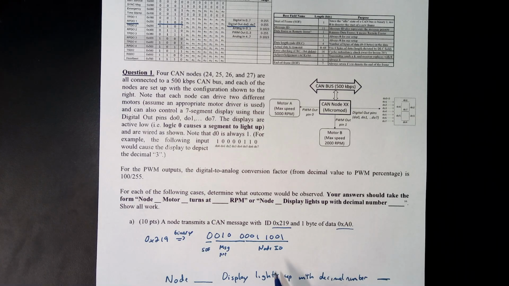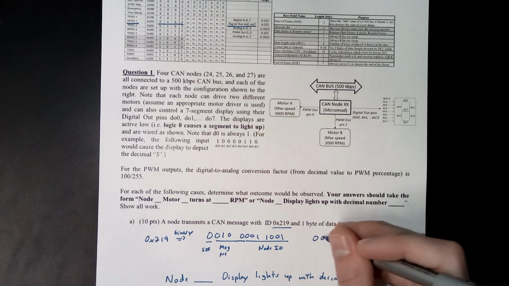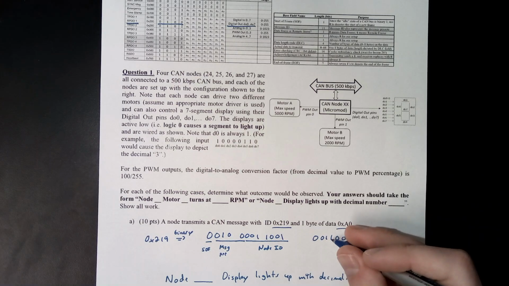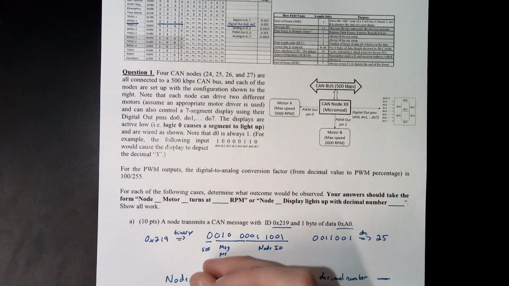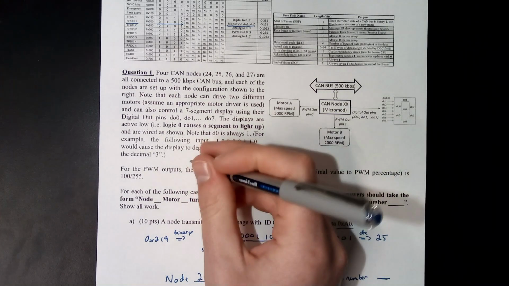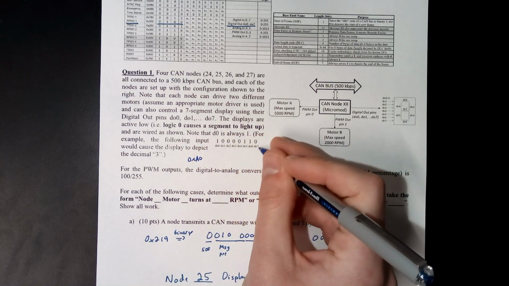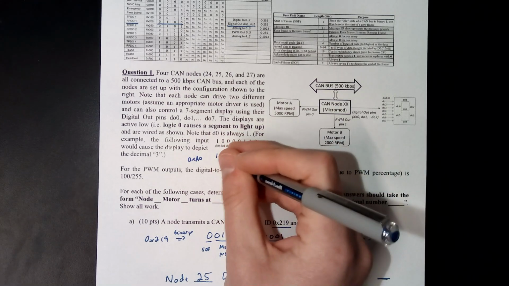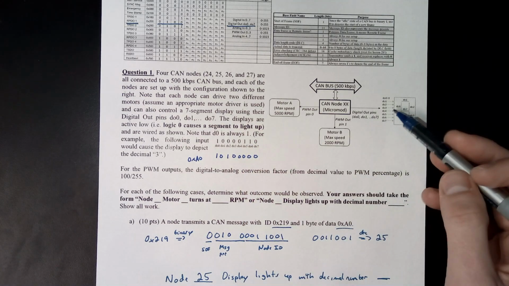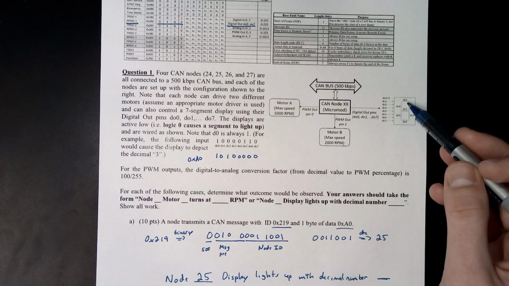The node ID is the first thing. We can fill in that blank by converting the node ID we've got in binary to decimal. 0011001 to decimal is 1 plus 8 plus 16, which is 25. So node 25's display is going to light up with a particular decimal number. That decimal number is going to come from 0xA0, and I'm going to write it up here so that it lines up with our D0 to D7. So that's 1010 0000.